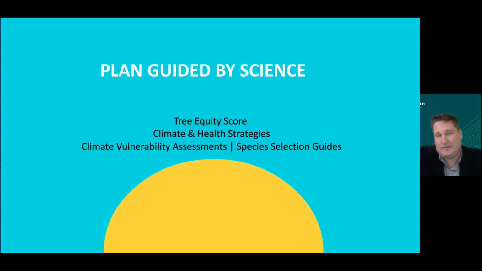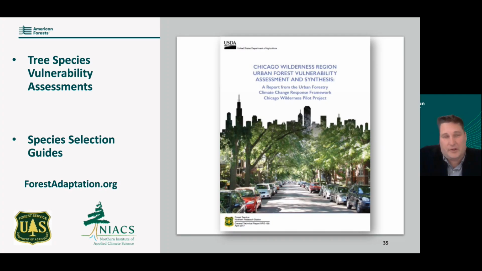And so you have this coalition, you have community buy-in. It's important to plan. How do you actually deploy what you're trying to do? So in addition to the Tree Equity Score, we help develop these tree species vulnerability assessments and species selection guides.